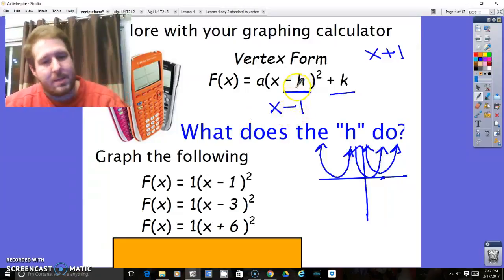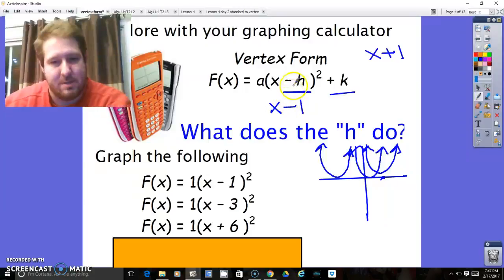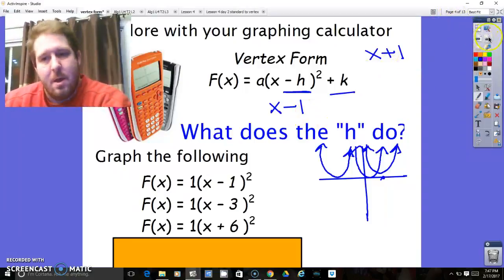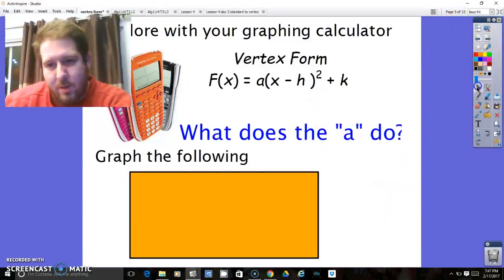And it's going to be the same when we get to other functions, like square root functions, cubic root functions, and absolute value functions. They run under the exact same rules. All right, so then we're going to explore a.